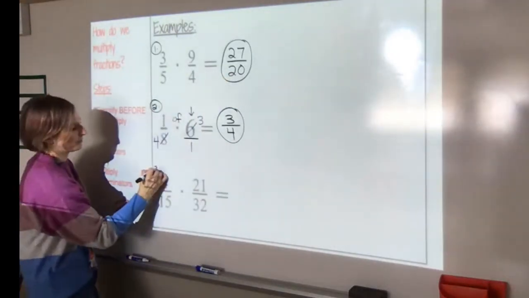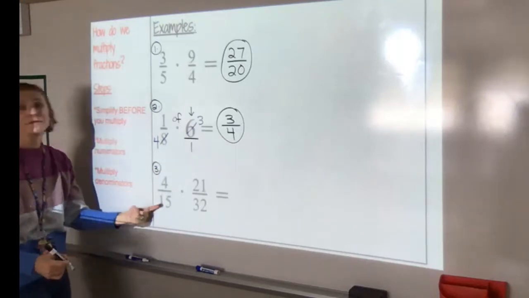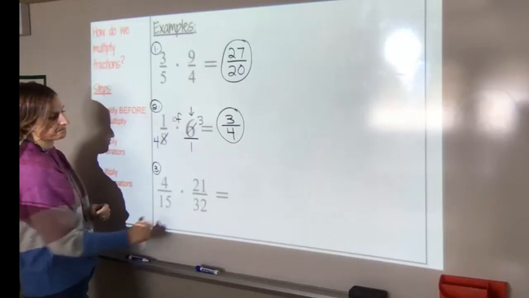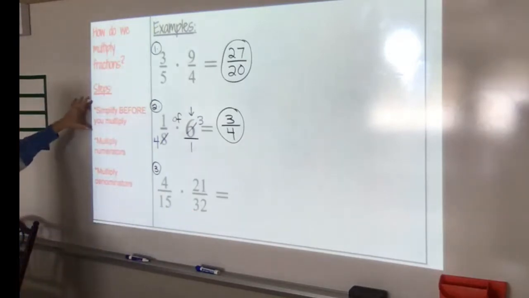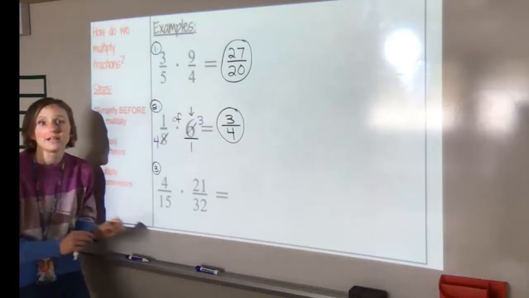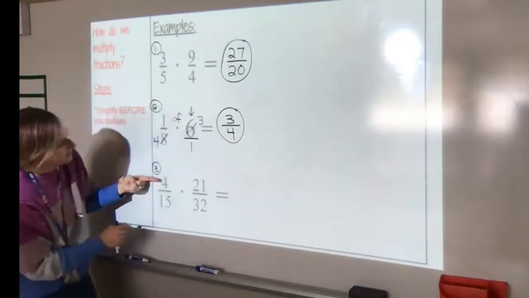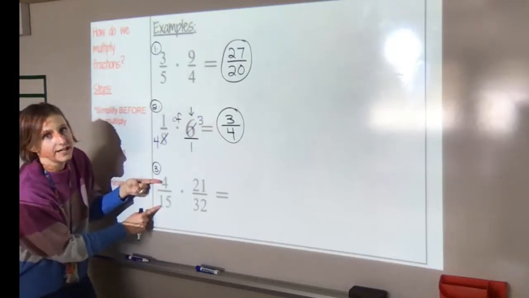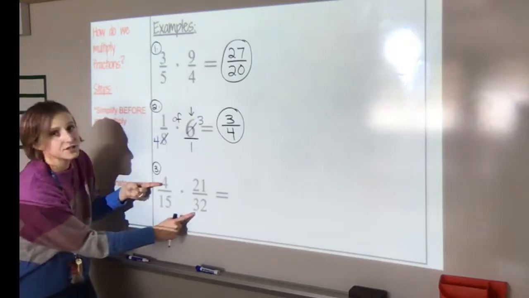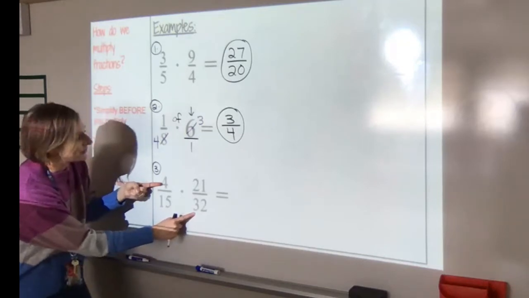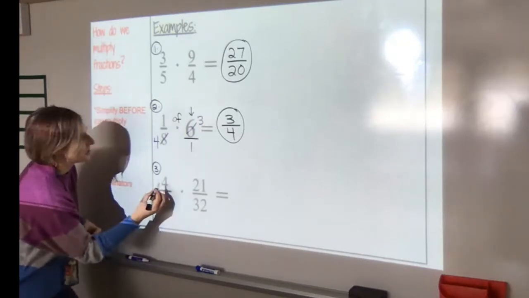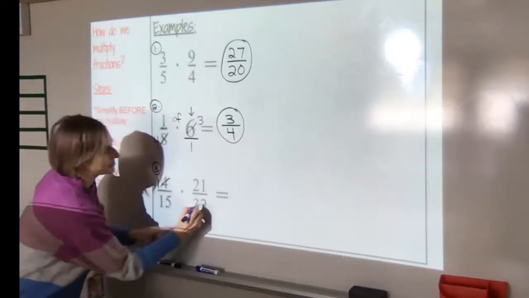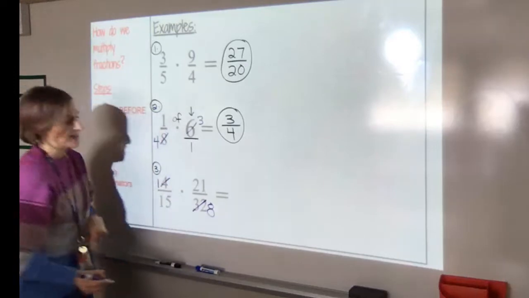Here is example 3. 4/15 times 21/32. We're going to start with simplifying before we multiply. So take every numerator to every denominator. That means the numerator's got to check in twice with the denominator. 4 and 15, do they share a factor? No, they do not. 4 and 32? Yes, they do. 4 is a common factor that they share. So 4 divided by 4 gives me 1. 32 divided by 4 gives me 8.